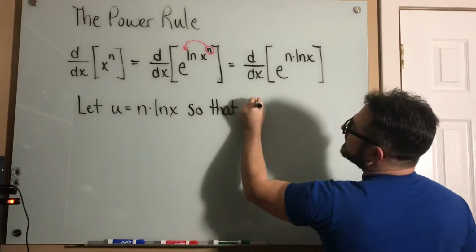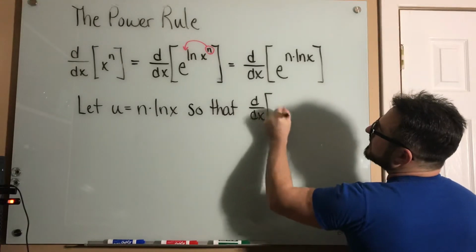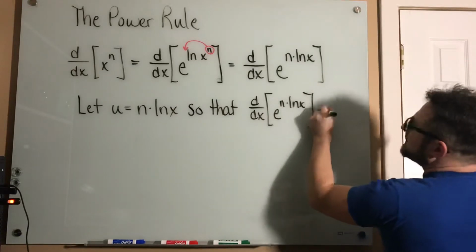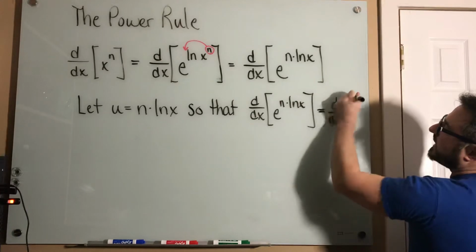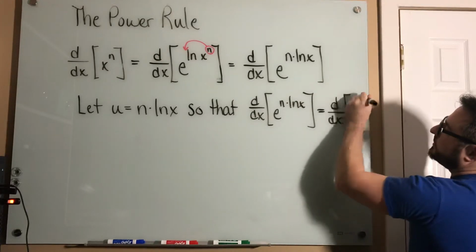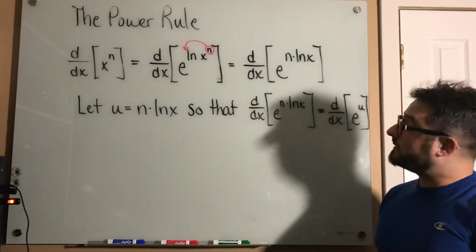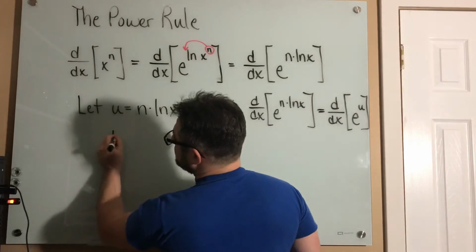So the derivative of our expression there becomes the derivative with respect to x of e to the u. So we need the derivative of the inside function. That's our du dx.